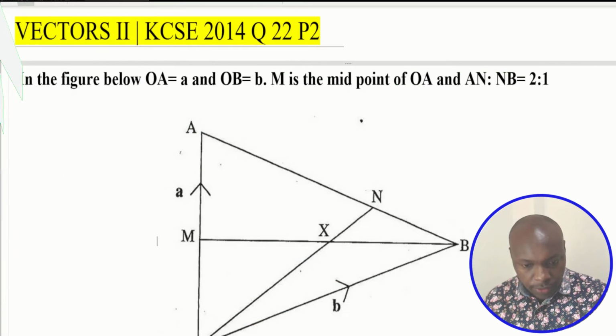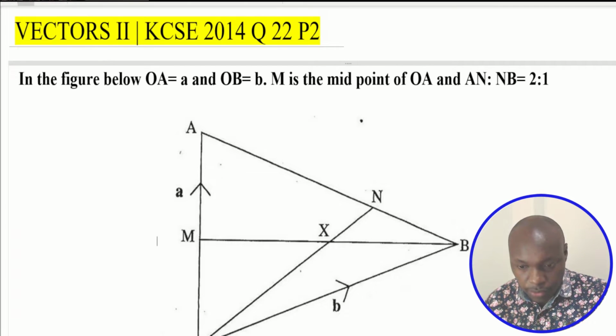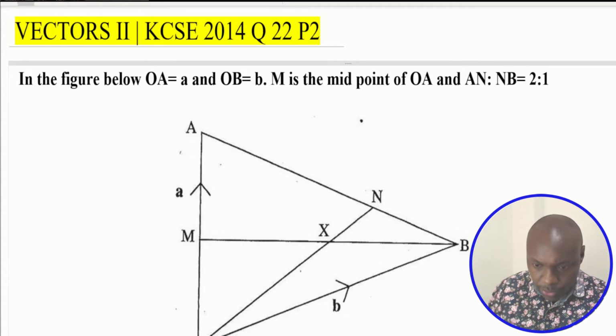Vectors in the figure below: vector OA is equal to A, vector OB is equal to B, M is the midpoint of OA, and the ratio AN to NB is equal to 2:1. So the figure is there. Let us put those ratios.